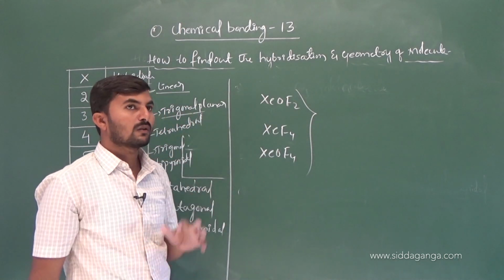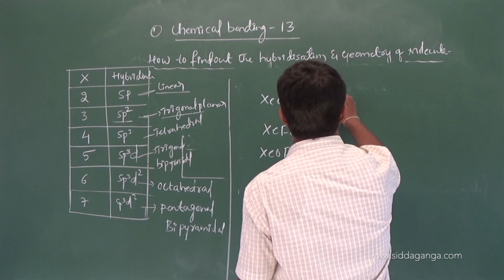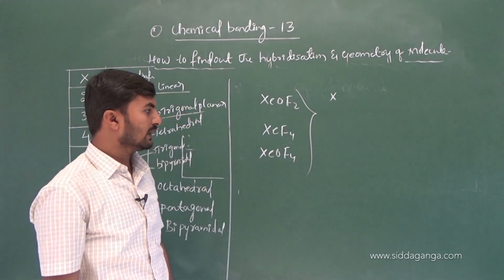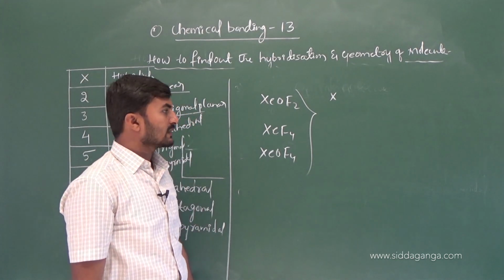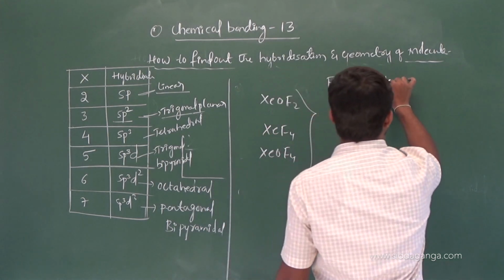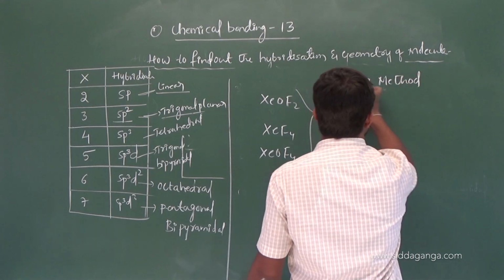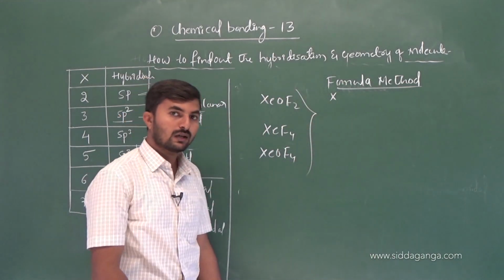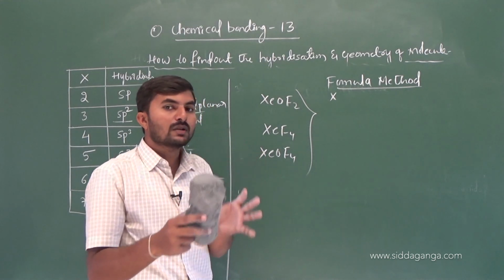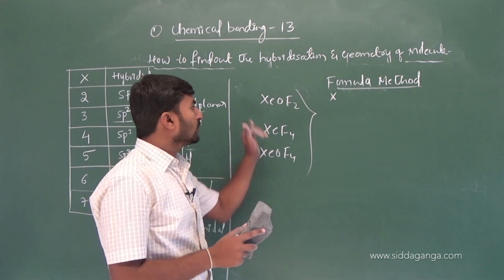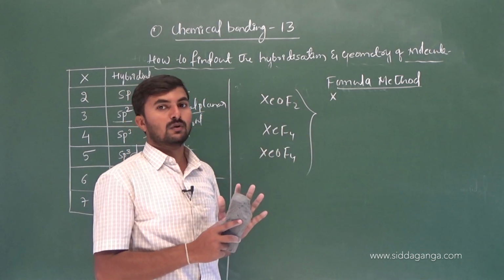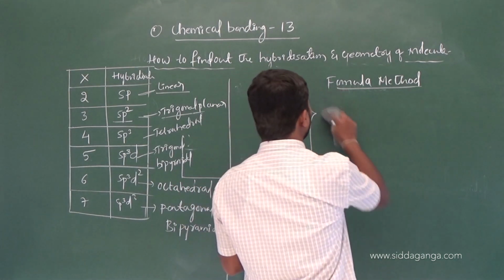In such cases, we have one more method of calculating the hybridization and predicting the geometry of the molecule, that is the formula method. Formula method, that is the second method, for the identification of the geometry of the molecule followed by the hybridization. Even though we do not know the structure of the molecule, we can easily predict the hybridization by using this formula, okay.